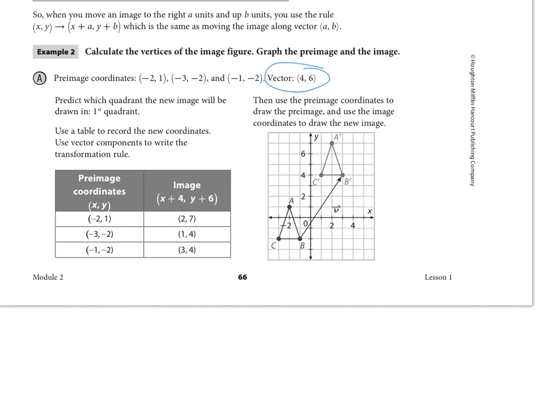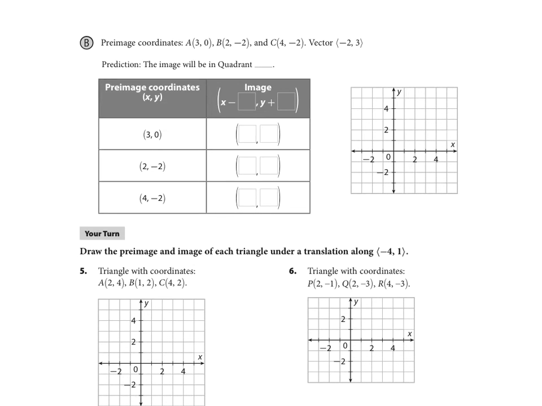On the next page, and I'm on page 67, you guys, this is part B, we are taking the pre-image coordinates 3, 0, 2, -2, and 4, -2 along a vector of -2, 3 in component form. So let's plot those points. First off, A is 3, 0. It's going to be right there. B is 2, -2, right there. And C is 4, -2. So we've got our original pre-image triangle.